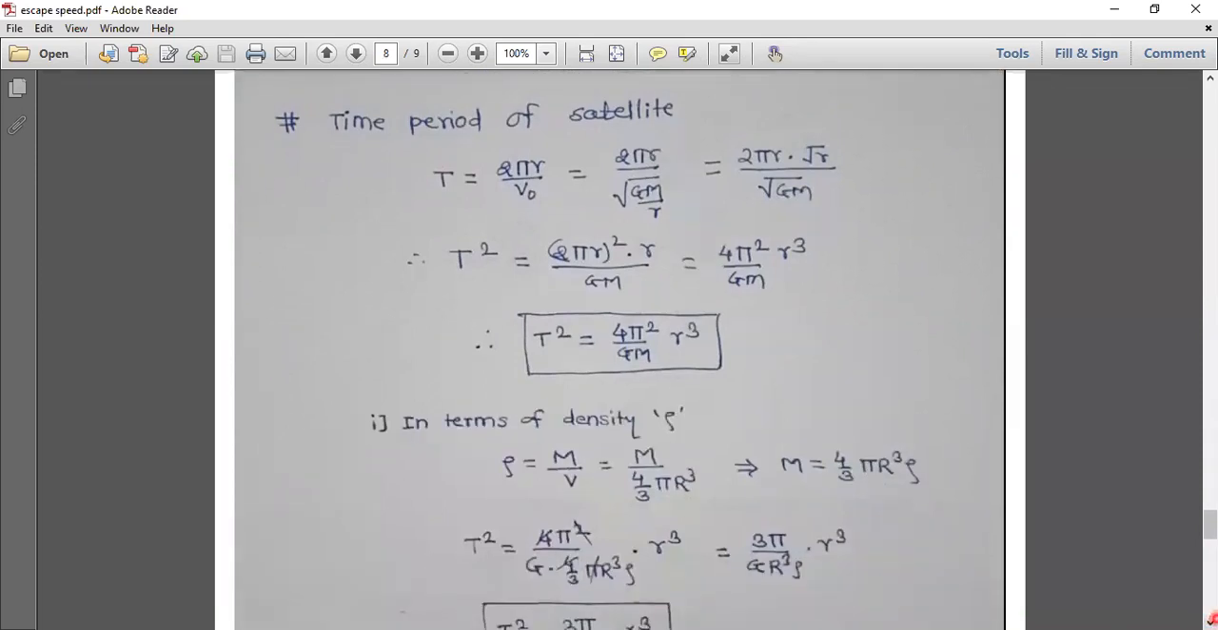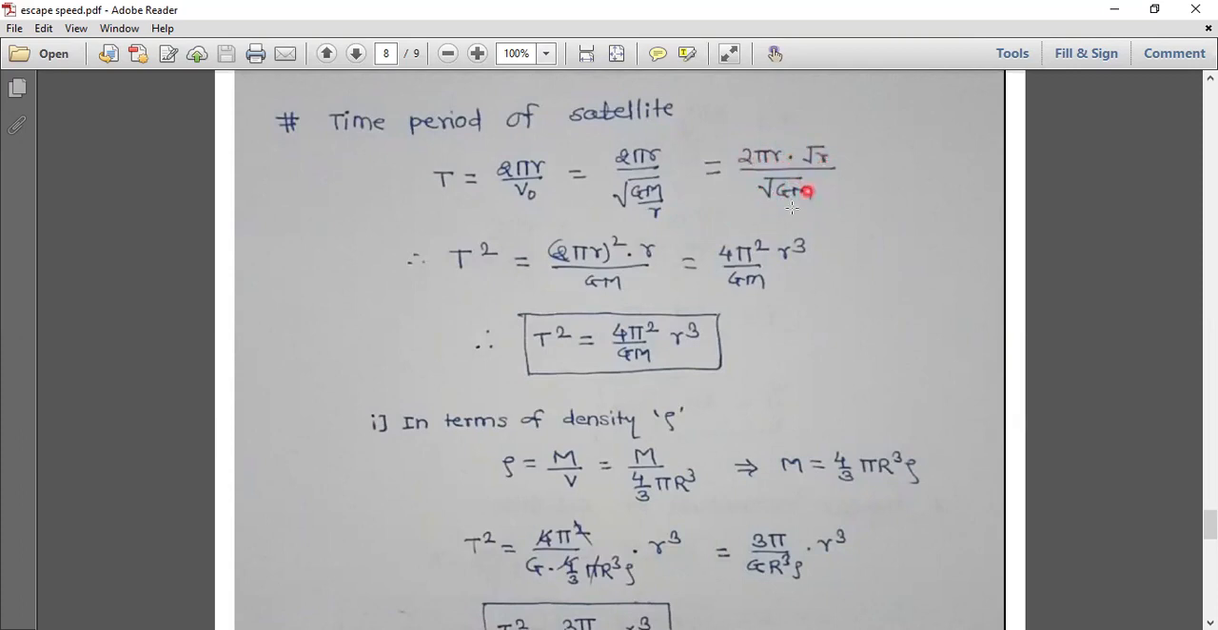Next one, time period of satellite. What is next one? Time period of satellite. When the satellite is revolving around a planet in a circular orbit, then time is equal to distance by velocity. So distance is what? Perimeter of that complete circle, that is 2 pi r. R means here r plus h, but I have denoted it just with small r. And this orbital velocity we have already learned, root GM by r plus h, but here r plus h is small r, that's why 2 pi r by root GM by r. Now this root r, when it goes up, 2 pi r root r divided by root GM.